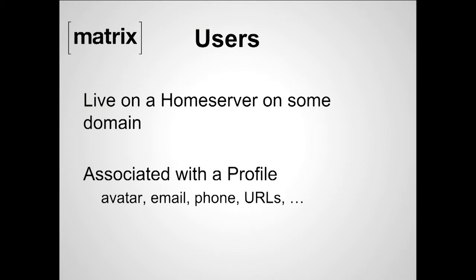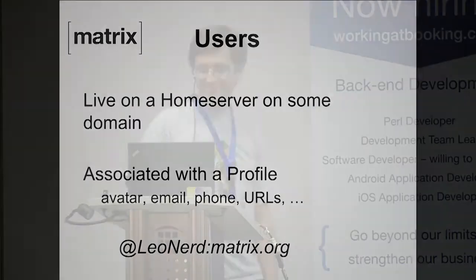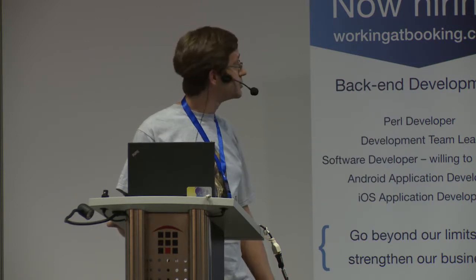You have a profile so that we can have email addresses, phone numbers, website URLs, avatar pictures, all the kind of usual stuff that people seem to want these days that things like IRC and XMPP just cannot support. So, for example, you can have a username that is Leonard on matrix.org. But we don't want to really use new identity systems if we can avoid it. So the whole thing is tied very nicely to third-party IDs. So you can do lookups from emails, phone numbers, Twitter, Facebook, through some trusted verification providers.